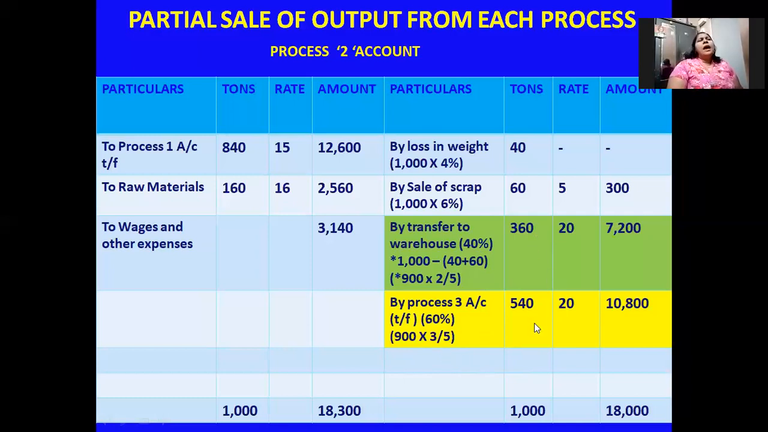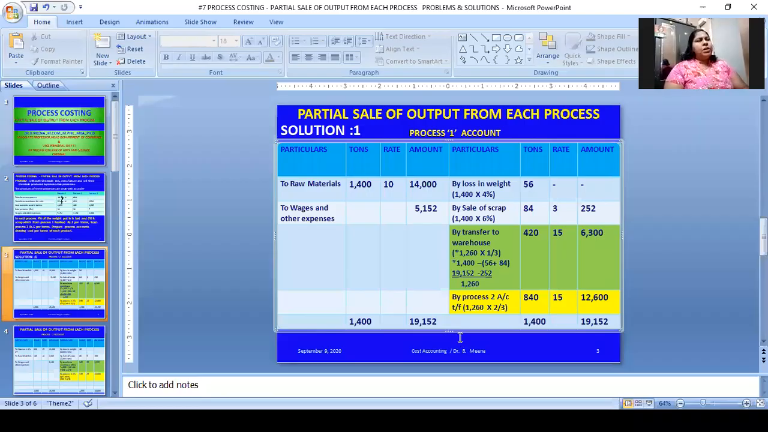The tons as well as that, what is that rate? We need to close the debit side, 18,300. Out of 18,300, so far I credited, how much? 300. So 18,300 minus 300 divided by 900. Can you follow my explanation?